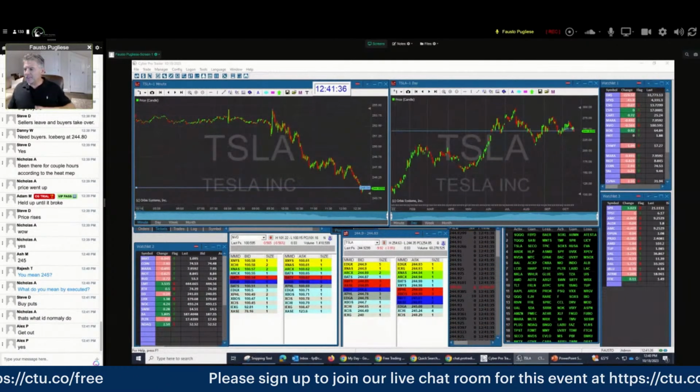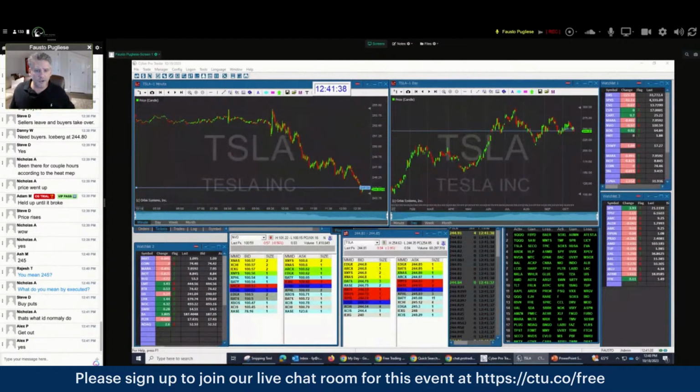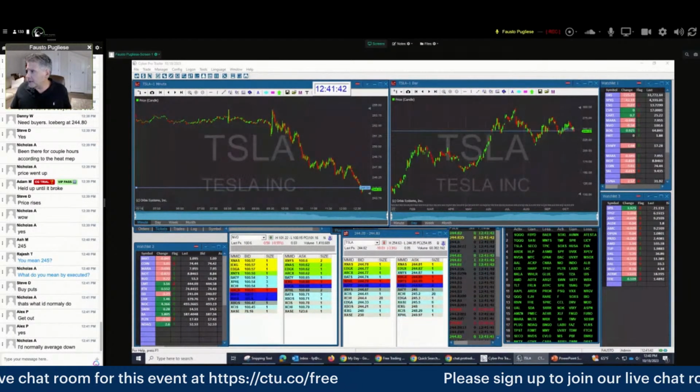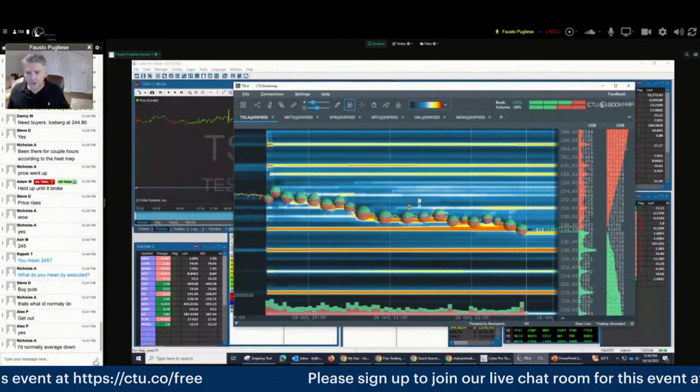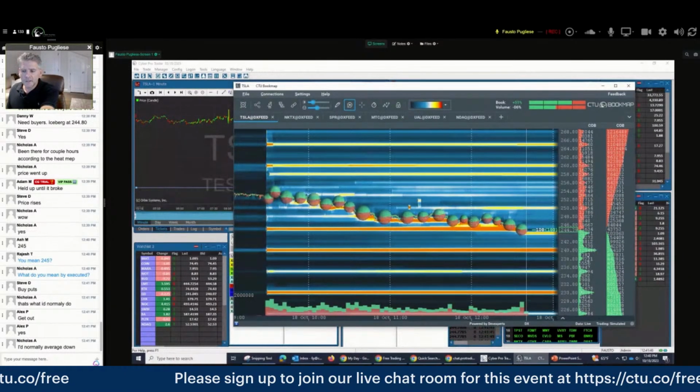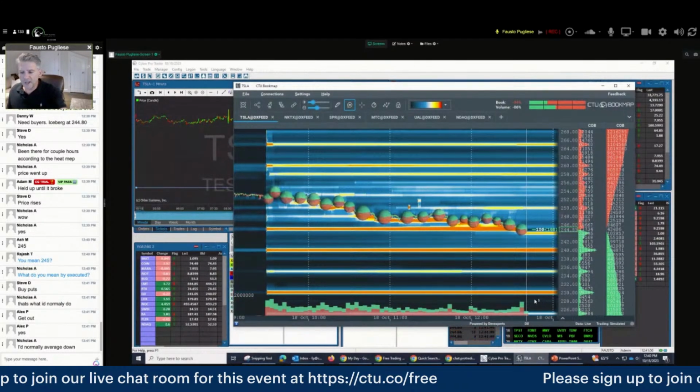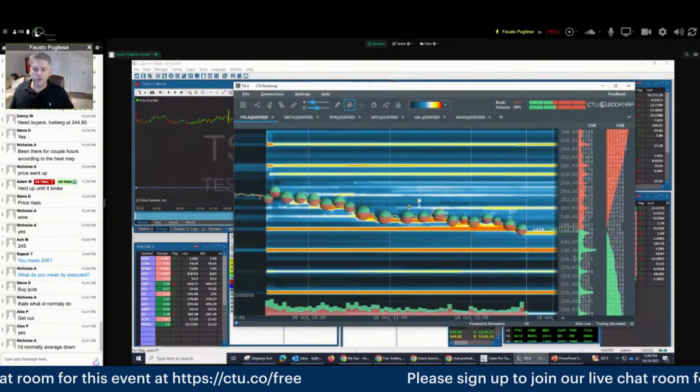And by the way, this also doesn't apply towards day trading. It could apply towards swing trading. And I'll show you. Look right here. You got a 120,000 share buyer at 240. You got another 90,000 share buyer at 230.